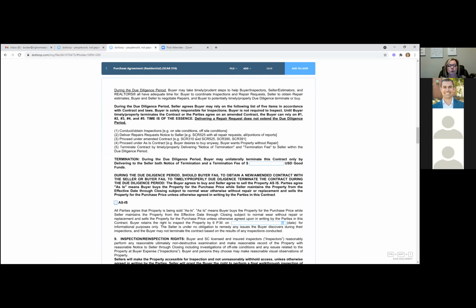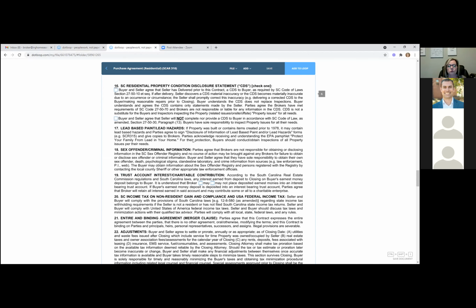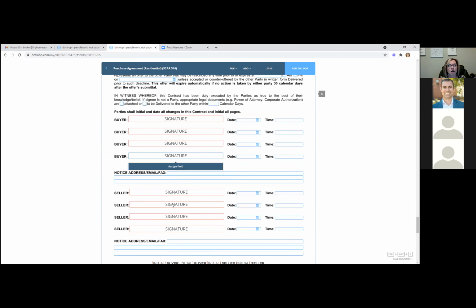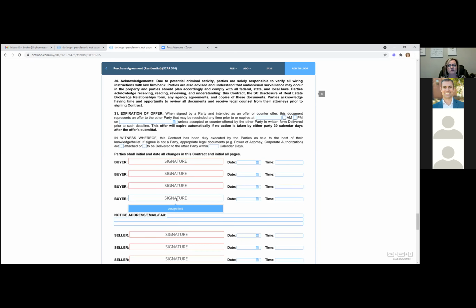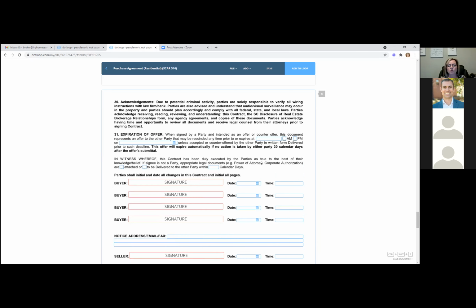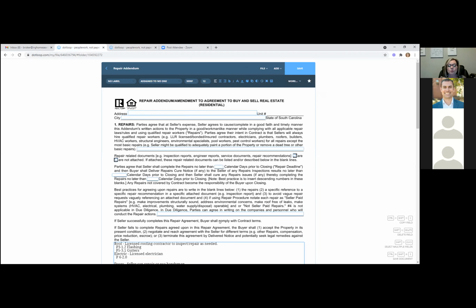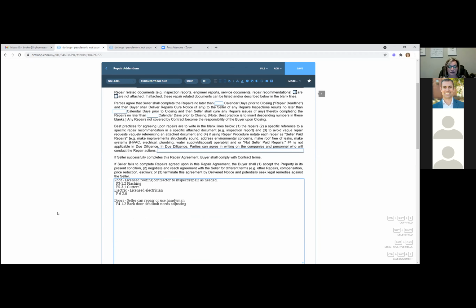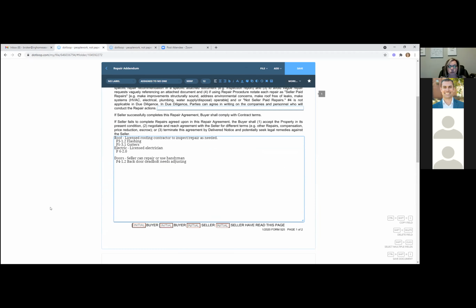If I go back to the purchase contract, you go down to, and this is a common problem that I see in all of our documents coming in for compliance: Parties shall initial and date all changes in this contract and initial all pages. Parties, meaning all, initial and date all changes. A lot of people forget to initial and date, and then we can have some big issues.